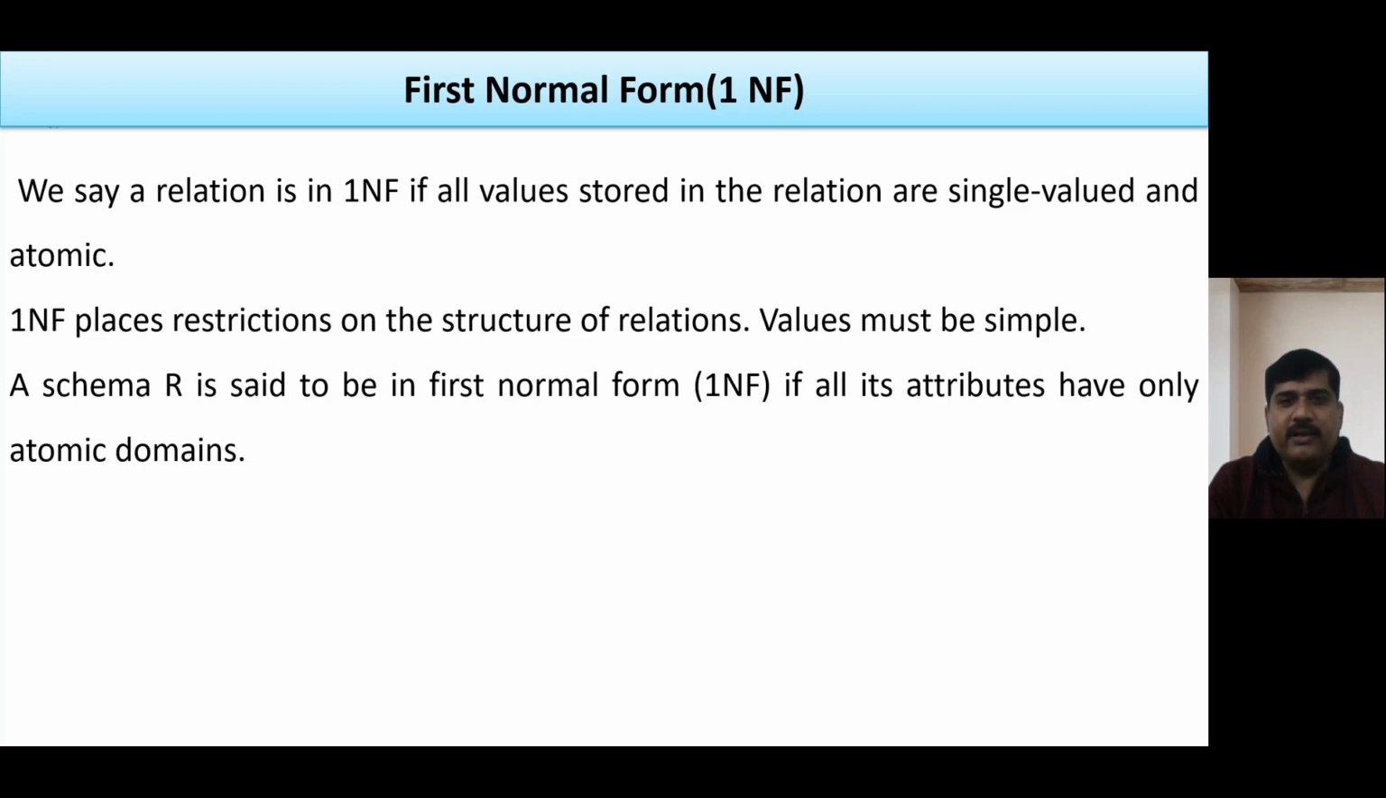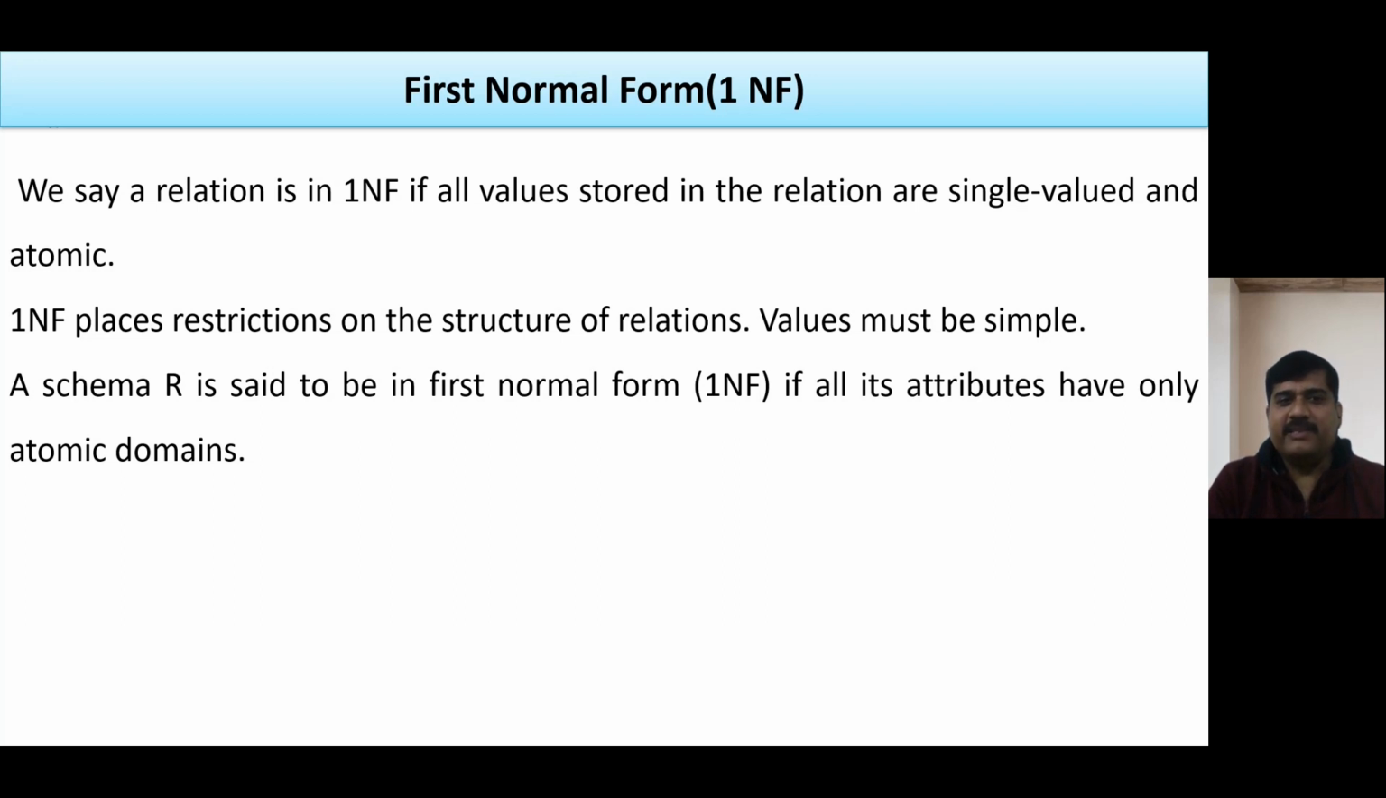Single valued means an attribute has only one value, and atomic means we cannot further divide that value into subparts. We say a relation or table is in first normal form if all values stored in the relation or table are single valued and atomic. Relation and table both are the same.